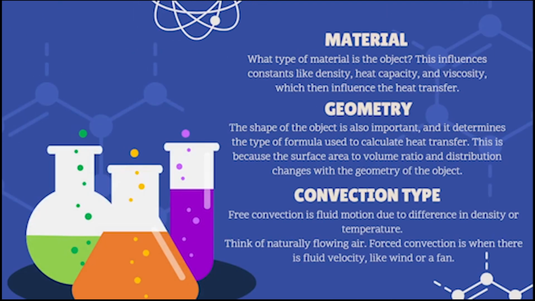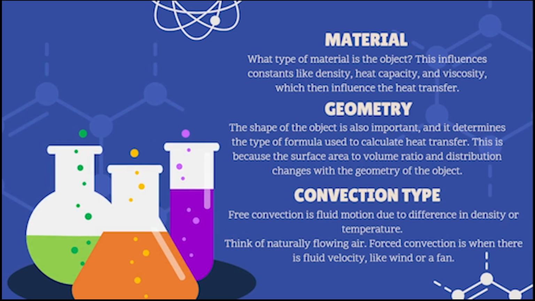Certain things do influence how large or small Q is, one being material. What type of material is the object, and what type of material is the object in? This influences constants like density, heat capacity, and viscosity, which then influence the heat transfer. Geometry is also very important as it determines the type of formula used to calculate heat transfer. In our video, we will be using formulas related to horizontal cylinders. This is because the surface area to volume ratio and distribution changes with the geometry of the object.